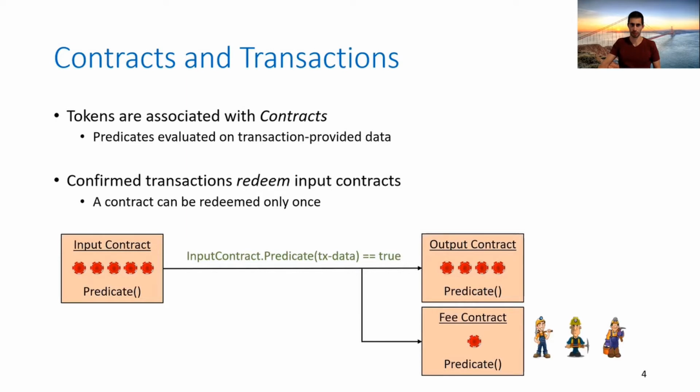The system tokens are associated with contracts. These are predicates evaluated on transaction data. A value transaction must satisfy the contract's predicate. We say a transaction redeems an input contract once it's confirmed, and each contract can be redeemed only once.